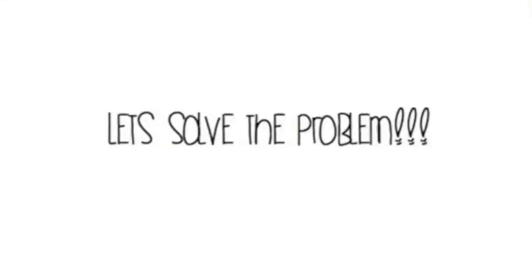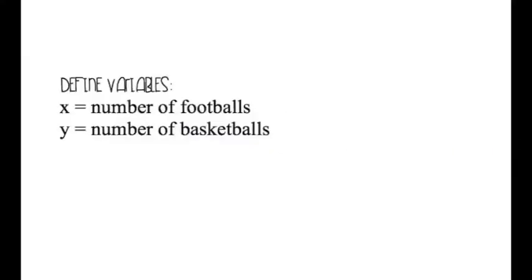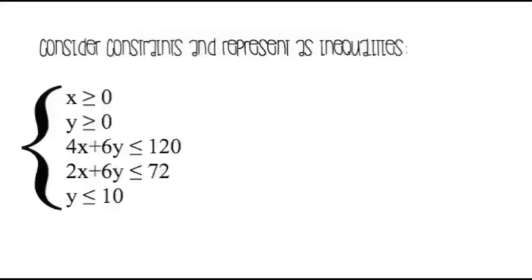Now let's solve the problem. First, we have to clearly define our variables. Let's have x be the number of footballs and y be the number of basketballs. Now we have to consider our constraints.